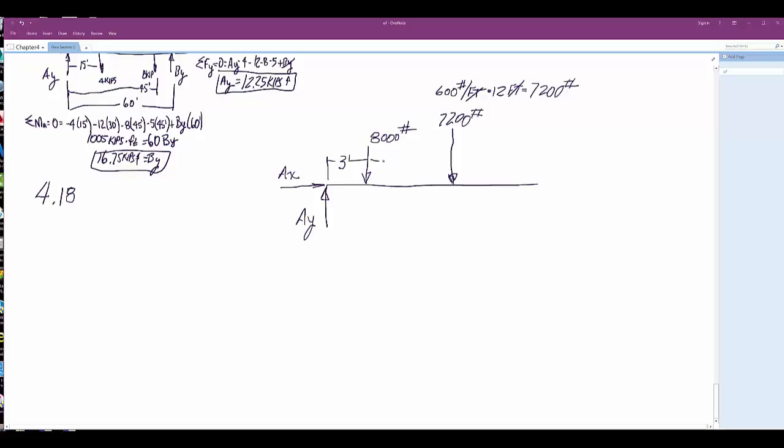Now the distance between these two was 3 feet plus 6 feet, so that's 9 feet. How is that 3 feet plus 6? Well, there was 3 feet to the left edge of the evenly distributed load, and then you go another 6 feet, which is half of the 12. So you end up with 9 feet there. And we've got another force here. That's 3,500 pounds.